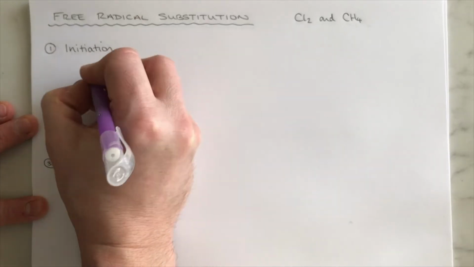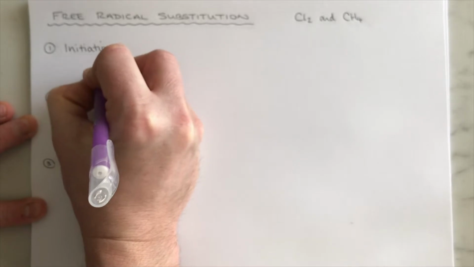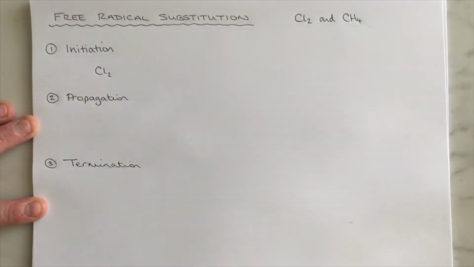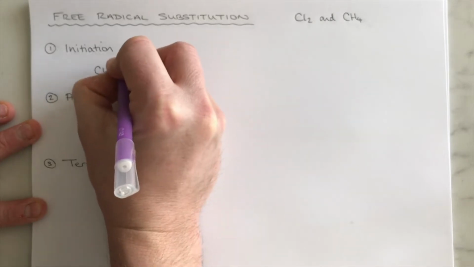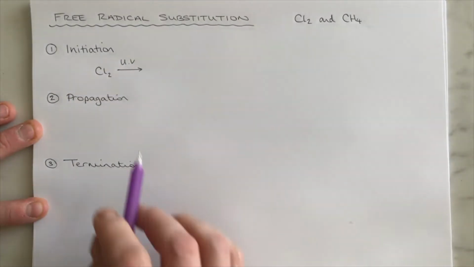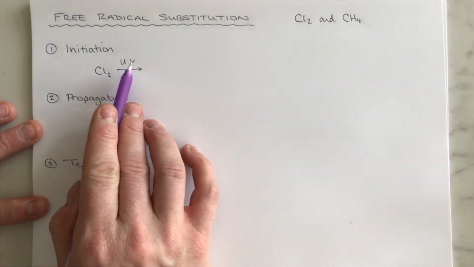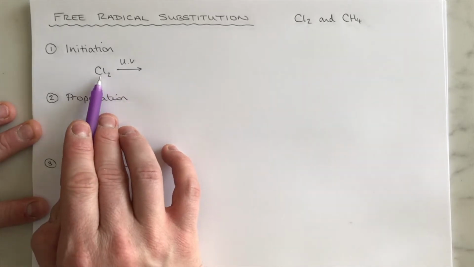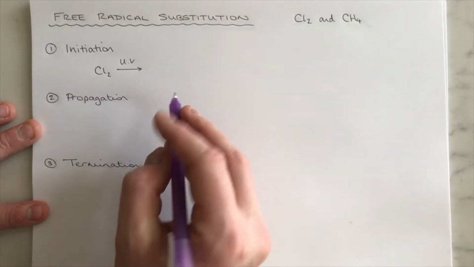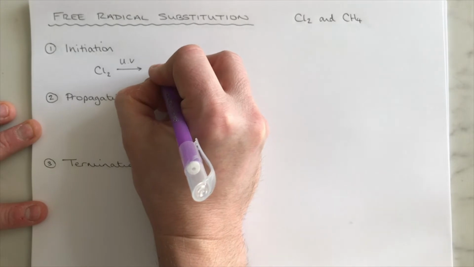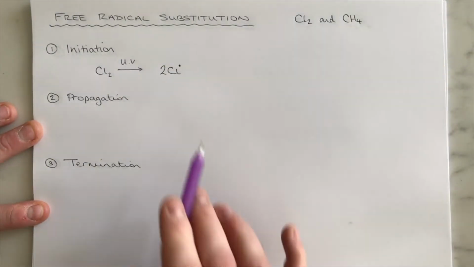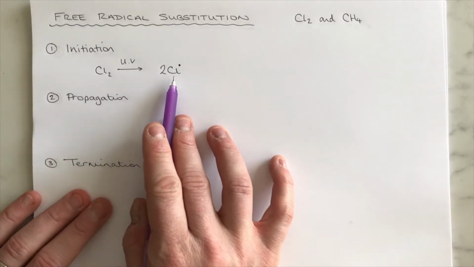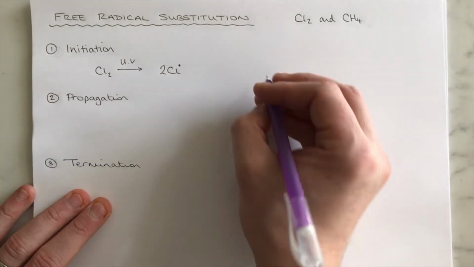In the initiation step, our halogen, so in this case, our chlorine, is exposed to UV light. Now UV light is high energy light and it provides enough energy to break our chlorine to chlorine covalent bond, and it forms two chlorine free radicals. Now let me explain what I mean by this. I'm just going to jot this down on this side here.